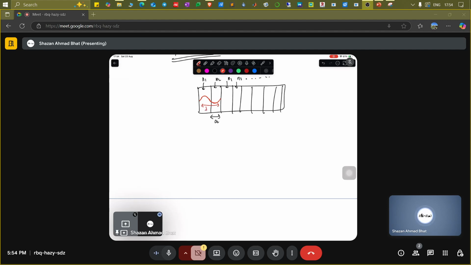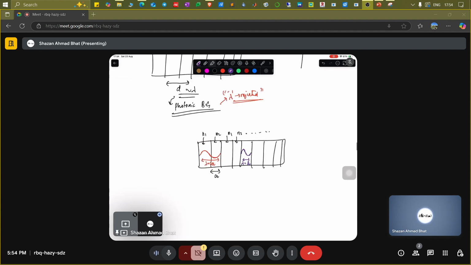That means the overall wavelength can be 2a. But somewhere you can have the wavelength which can fit in a single slab. That means the wavelength is going to be a. And what does it depend upon? It depends upon the dimension of this particular system. That's why I talked about these gaps coming into the picture when d becomes of the order of wavelength.